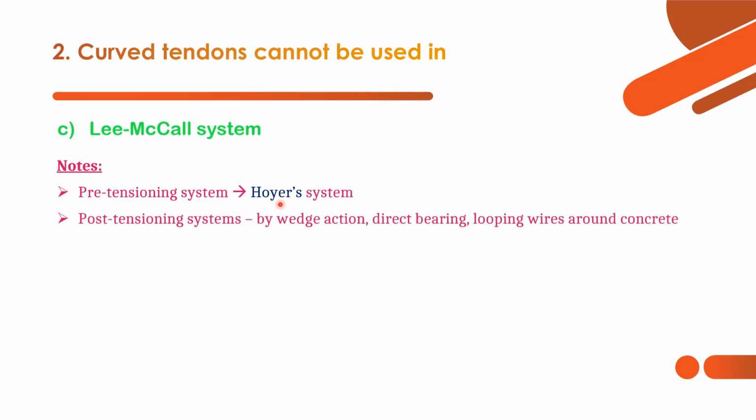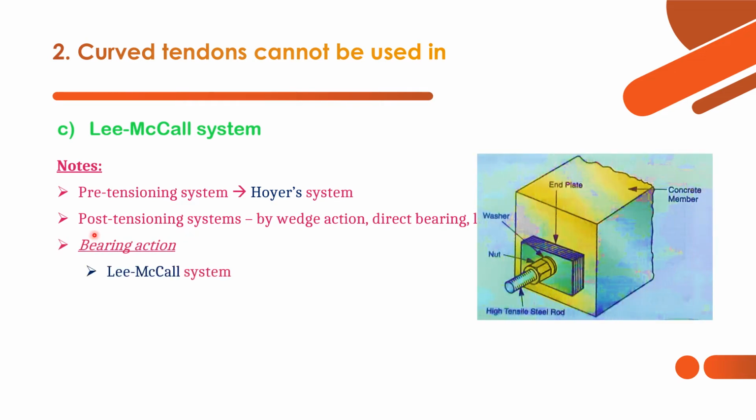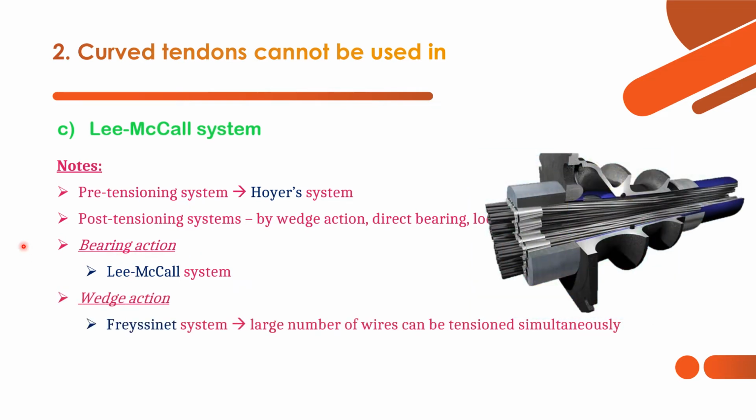Now we shall move on to post-tensioning. How can post-tensioning be done? It can be done by using wedge action, direct bearing, or looping wires around the concrete. So these three methods we can use for the post-tensioning system. And in case of bearing action, Lee-McCall system can be used. Here you can see in this diagram, this is the Lee-McCall system. This is a high tensile rod, and here a bearing mechanism will be there. We can just be aware that Lee-McCall system is based on bearing action.